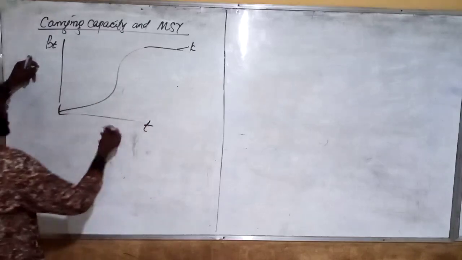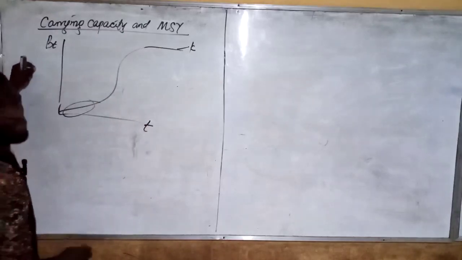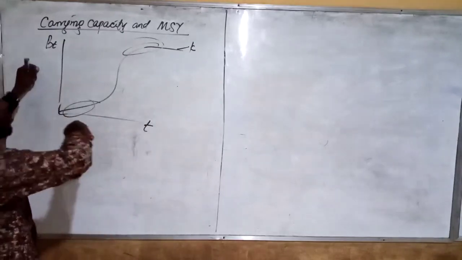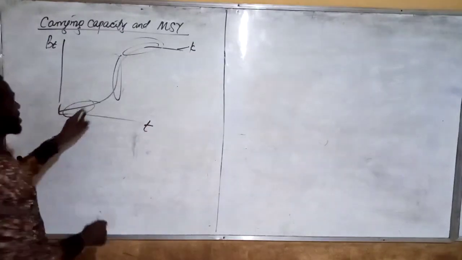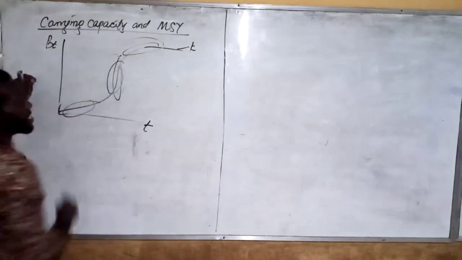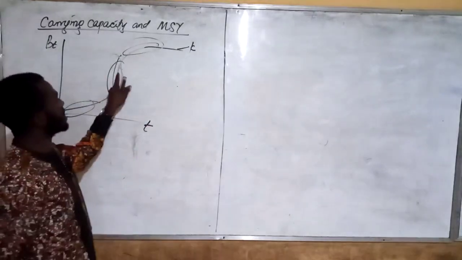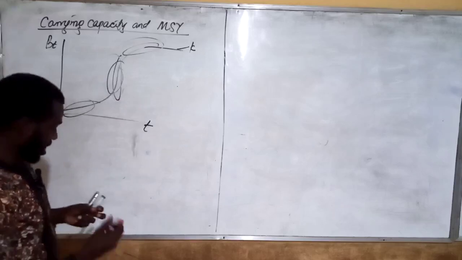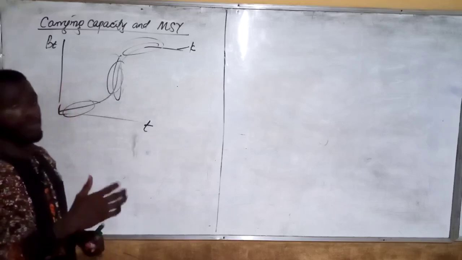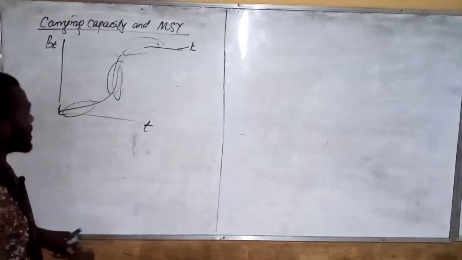Now, we also said that this is the point of minimal increase, this is the point of steady increase, while this is the point of the most rapid increase. And this point of most rapid increase, we said, corresponds to MSY. Now, how did we get that?